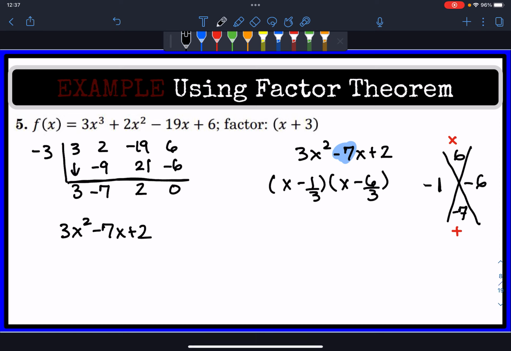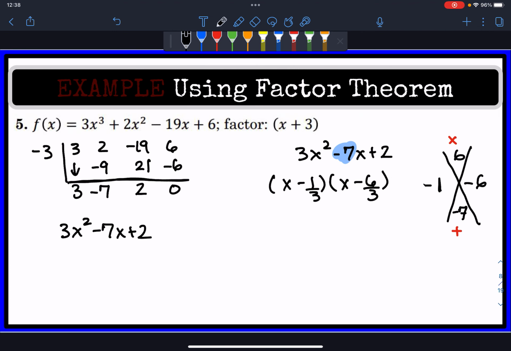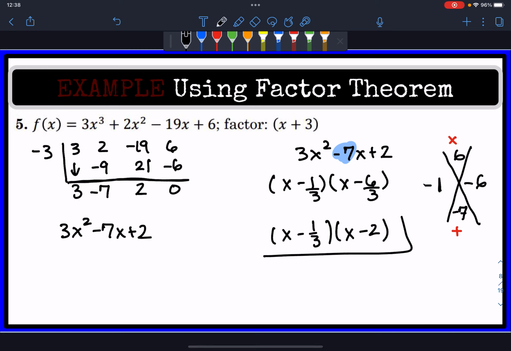The last time it didn't change because we were dividing by 1. Let me go back to this one. We're dividing by 1, so dividing by 1 doesn't change anything. The numbers are going to stay the same. But here, since the leading coefficient is 3, dividing by 3 does give us a difference. 1 divided by 3 is 1/3, and 6 divided by 3 is 2. So these are the two remaining factors.